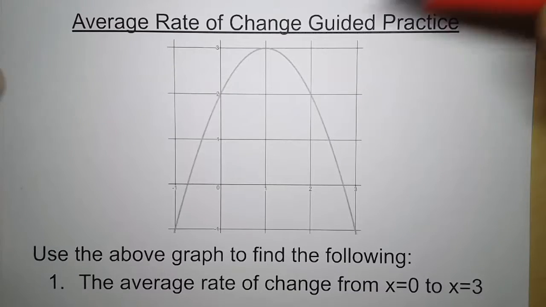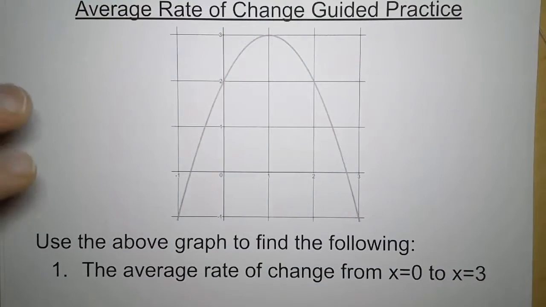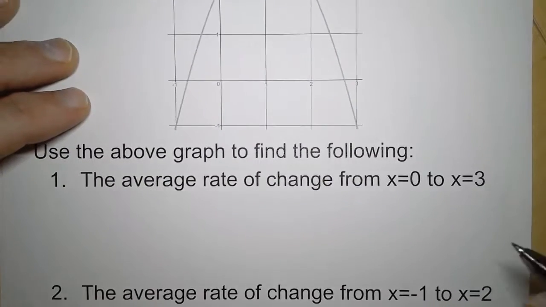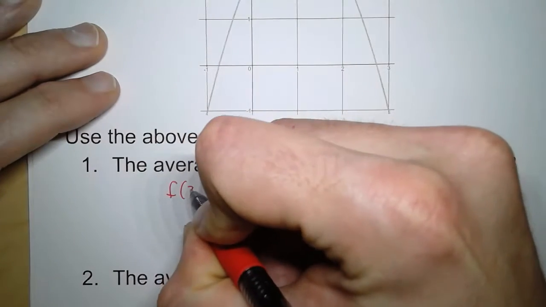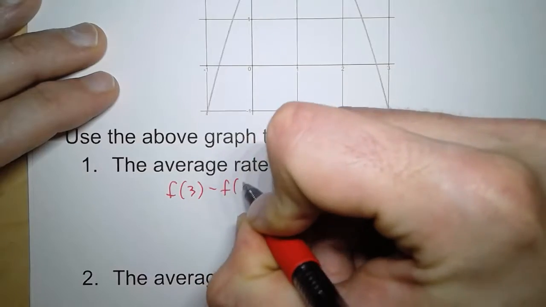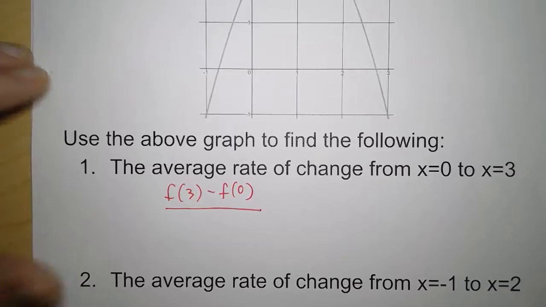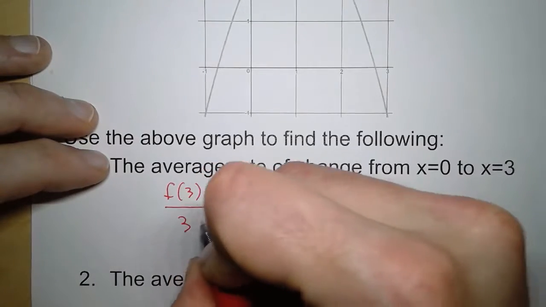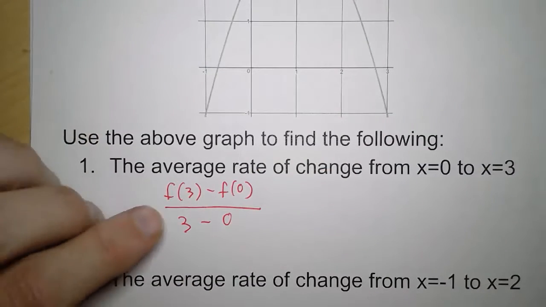So let's get started. Here we're given this function graph, and number one says we want to find the average rate of change, again, like I said, think slope, from x equals 0 to x equals 3. So if we are finding slope, the expression would be f of 3 minus f of 0. If you were doing this in algebra before you learned functions, it would be y2 minus y1 over x2 minus x1, 3 minus 0. But we're using function notation here.